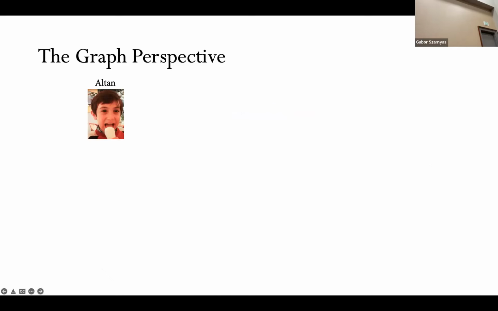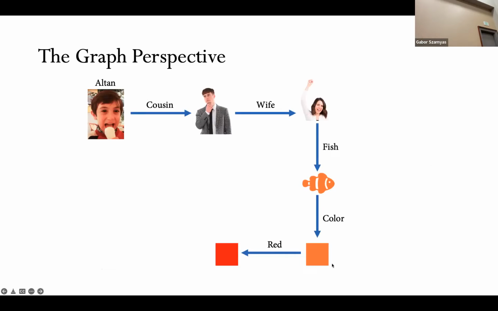So let's say that we have this person, Altan, we know Altan, and we want to ask some questions about Altan. We want to find out, okay, what is Altan's cousin's wife's fish's color's red component? So we navigate a whole bunch of hierarchies, a whole bunch of connections, and we might even ask something crazy, like, what is Altan's third cousin's wife's fish's color's red component? And if you're going to ask a wide range of queries with deeper or shorter hierarchies, where it's not clear how deep you want to go, then a graph database might be right for you.